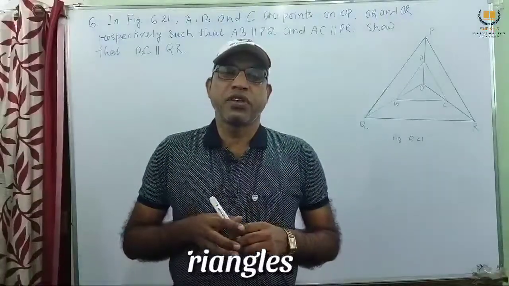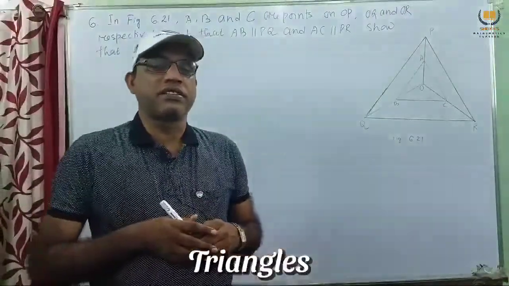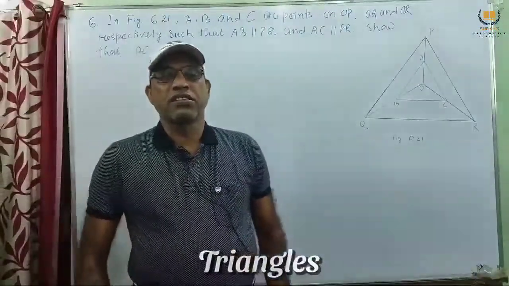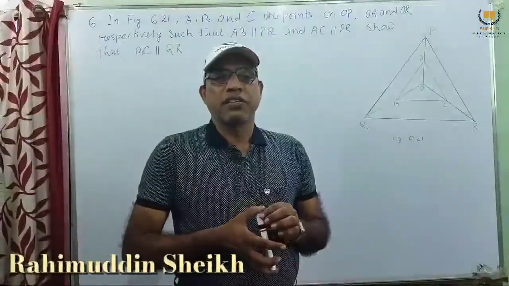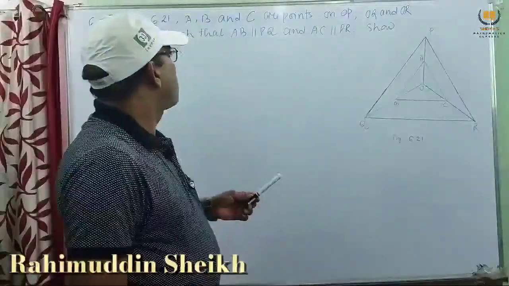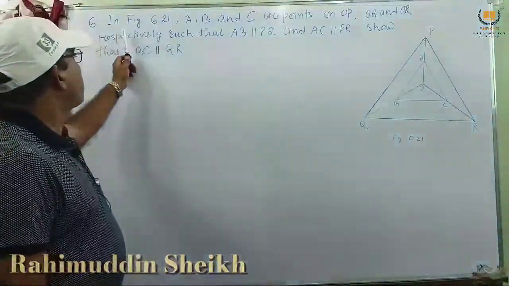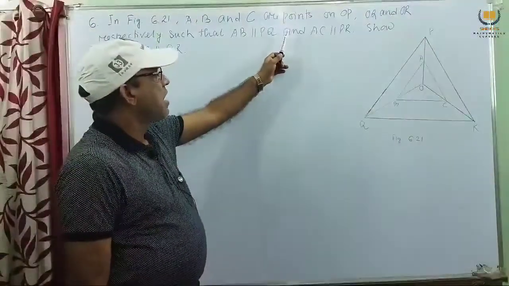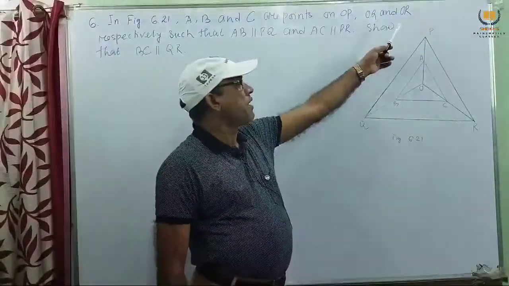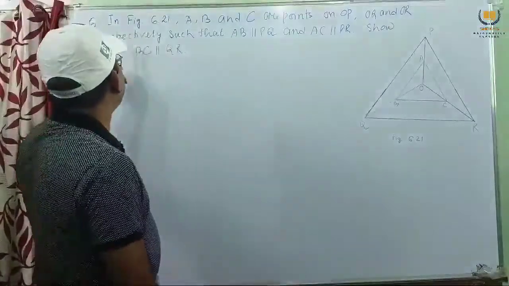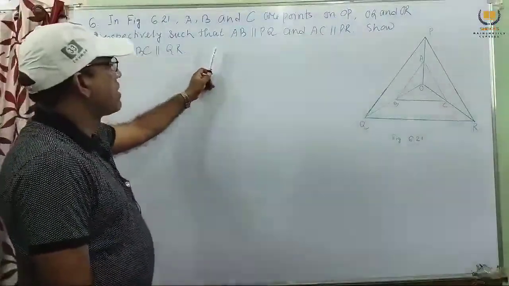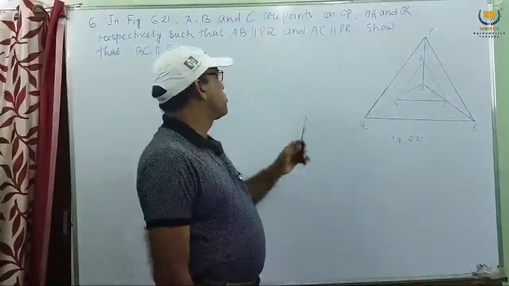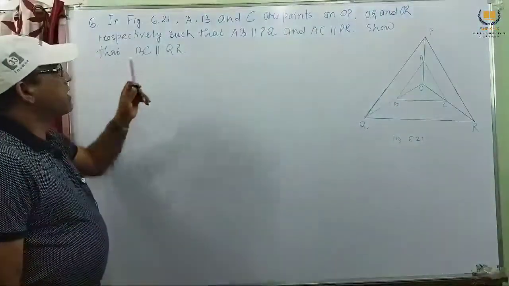Dear students, today we consider exercise 6.2, problem number 6, Triangles, NCERT book, class 10. The problem given in figure 6.21: A, B and C are points on OP, OQ and OR respectively such that AB parallel PQ, AC parallel PR. Show that BC parallel QR.